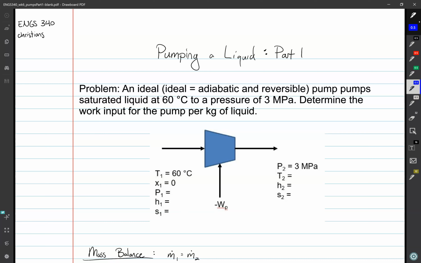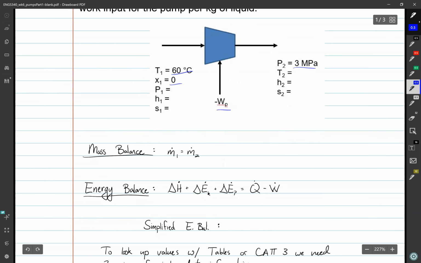So in this video, you can see the problem statement here. We have an ideal, meaning adiabatic and reversible, pump which pumps saturated liquid. So that's why we have saturated liquid here, 60 degrees C, zero quality, meaning saturated liquid, and it pumps it to a final pressure of 3 megapascals. It's going to remain liquid, so the outlet will be a compressed liquid. There's going to have to be a work input, which I have labeled here as WP, into the system in order to accomplish this. We can go through and do our mass balance.